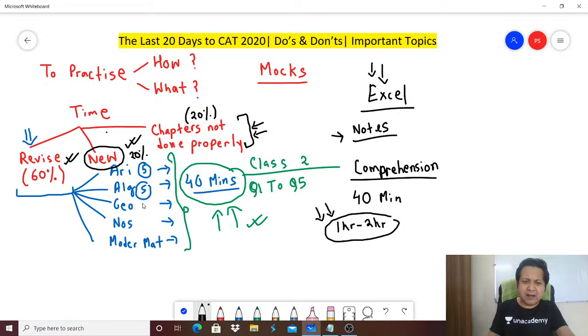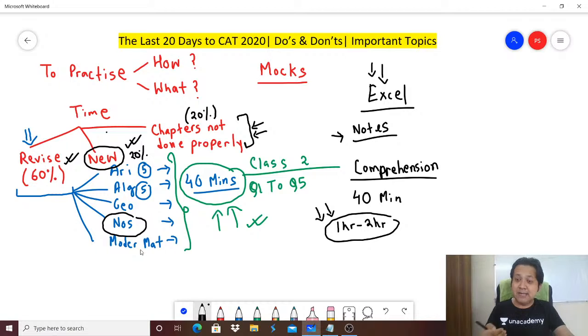Now, why? Does it mean that arithmetic, algebra, geometry, numbers, and modern maths are not important? No. I often get students asking me, sir, in the last 2 years they have not asked any questions from numbers. Should I leave numbers? Trust me, it would be a great risk if you do that. Why? CAT is known for surprises. The person who is setting the paper knows what topics students are likely to avoid. If numbers haven't shown up on the CAT paper for the last 3 years, there is a very good chance that it would show up this year. So you should not leave numbers.